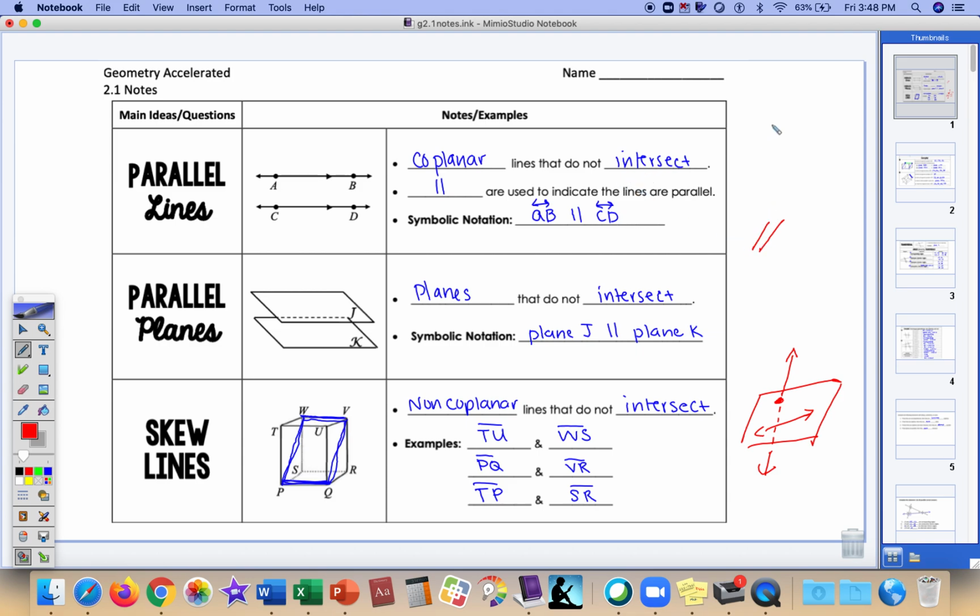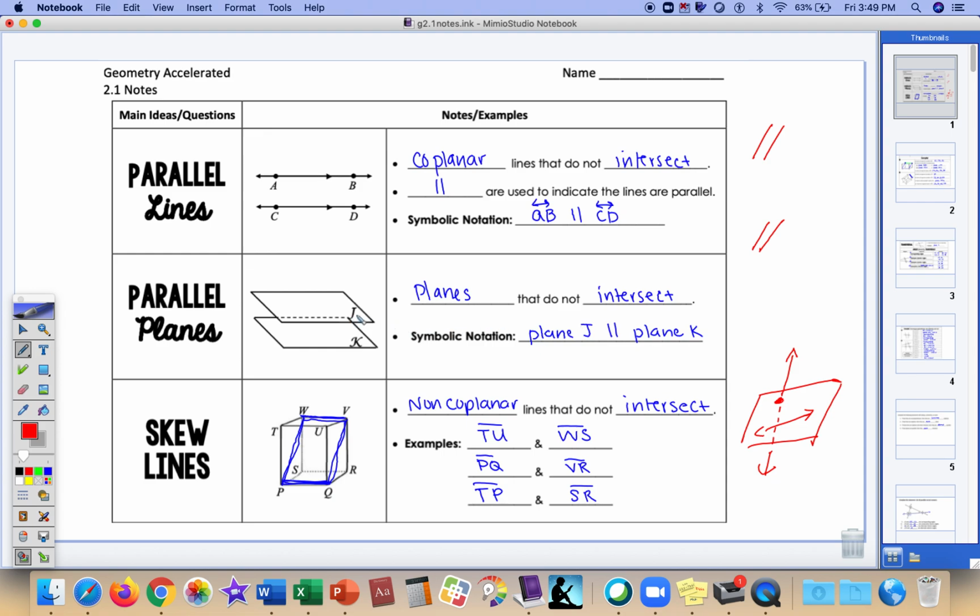And this notation here, that's the notation for parallel. Parallel symbols are used to indicate that lines are parallel. So in this picture here, we could say that line AB is parallel to line CD. And then we have parallel planes. And very simply, planes that do not intersect are parallel planes.